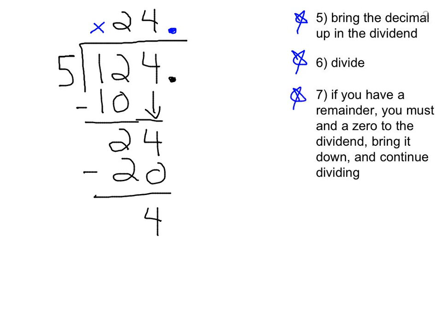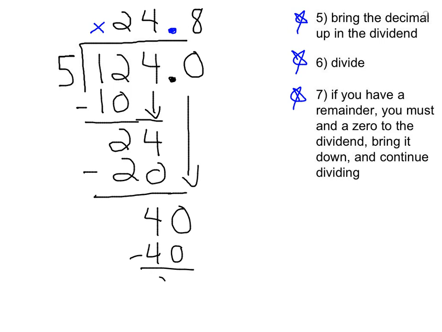Now let's look at rule number 7. Rule number 7 says we cannot have a remainder. What we need to do is add a 0 in the dividend and drop it all the way down. And you keep dividing until it goes in evenly. So 5 goes into 40 8 times. 8 times 5 is 40. And as you can see, it goes in evenly, leaving us with an answer of 24.8.